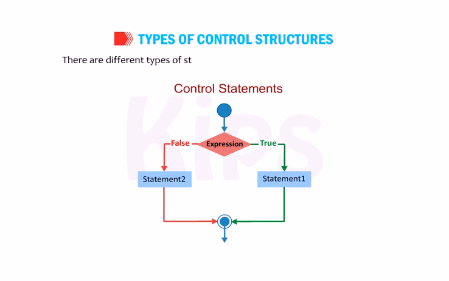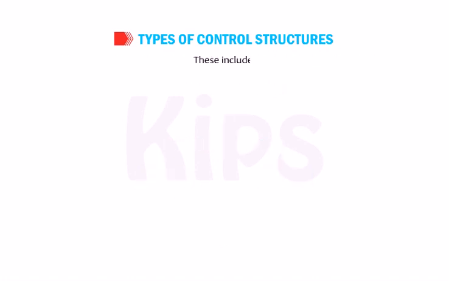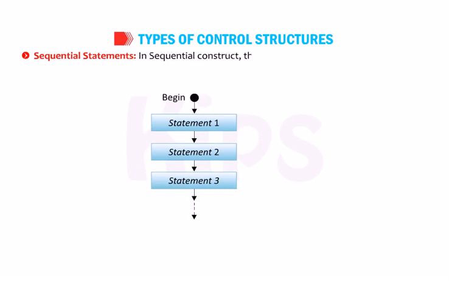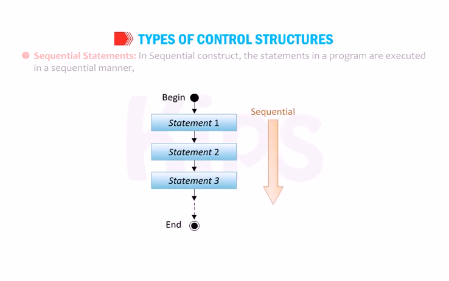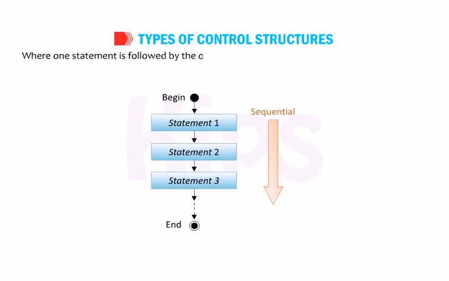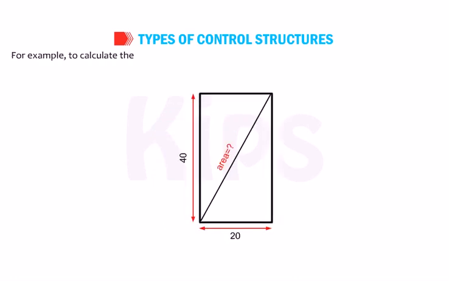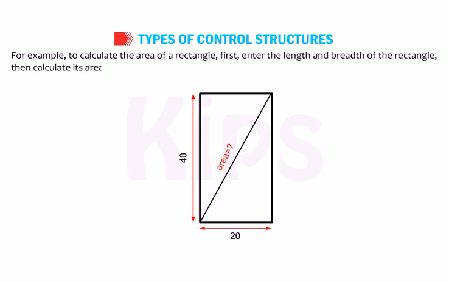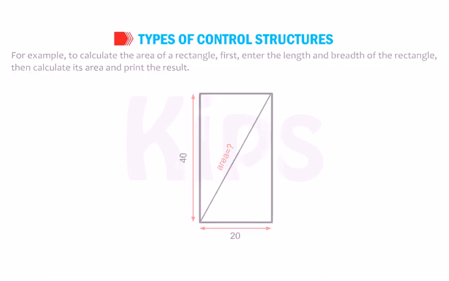There are different types of statements that control the flow of a program. These include sequential statements. In a sequential construct, the statements in a program are executed in a sequential manner, where one statement is followed by the other, with no possibility of branching off to another action. For example, to calculate the area of a rectangle, first enter the length and the breadth of the rectangle, then calculate its area and print the result.